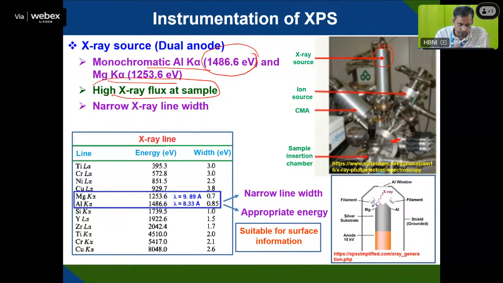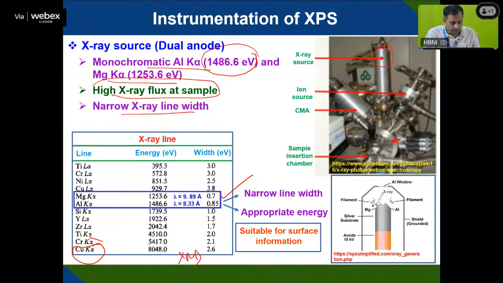As you know, X-ray photoelectron spectroscopy is mainly an absorption technique: an X-ray photon falls on the sample surface, is absorbed, and at the same time knocks out a photoelectron. And if you see here, magnesium and aluminum are mainly used as sources in XPS analysis, whereas copper or chromium are used as X-ray sources in X-ray diffraction studies.